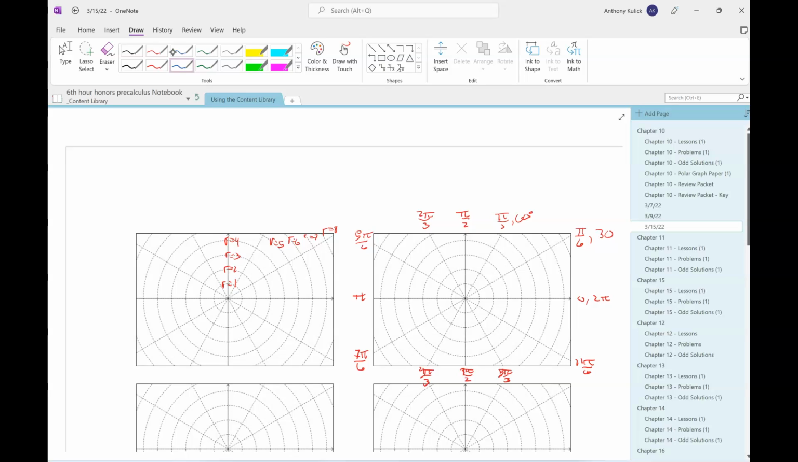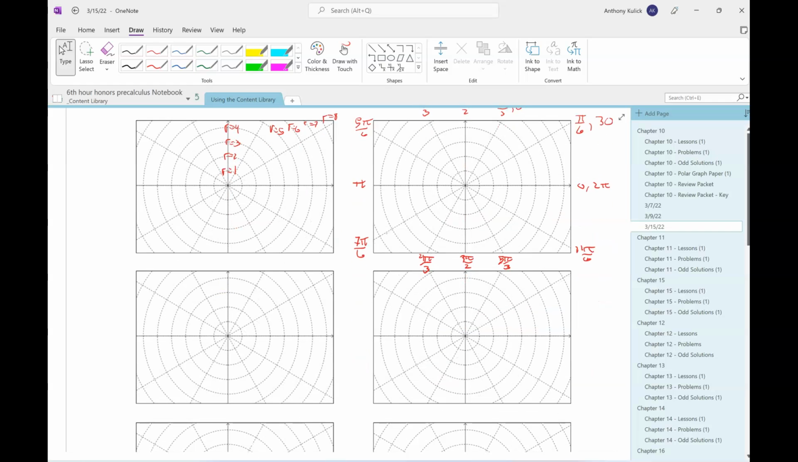Is everybody cool with how to read the polar graph, or the polar coordinate system, the polar graph paper that I've included here? All right, so let's graph some points in the polar coordinate system. That's the starting point.